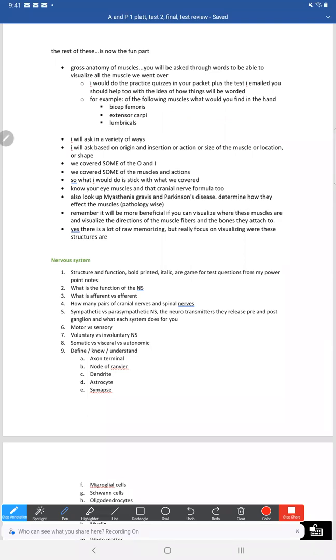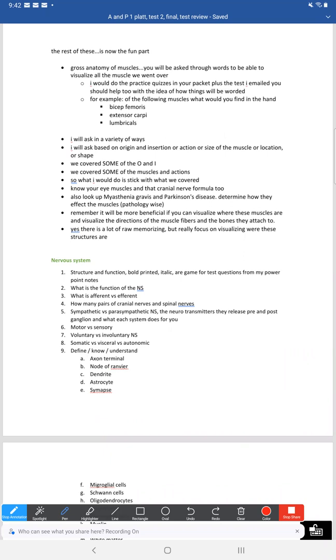You can also ask questions based off of origin and insertion. So for example, what muscle would have its origin on the ribs and the xiphoid process? Or what muscles would have its origin on the pubic symphysis? Or what muscles would have its insertion on the transverse process? And so on.